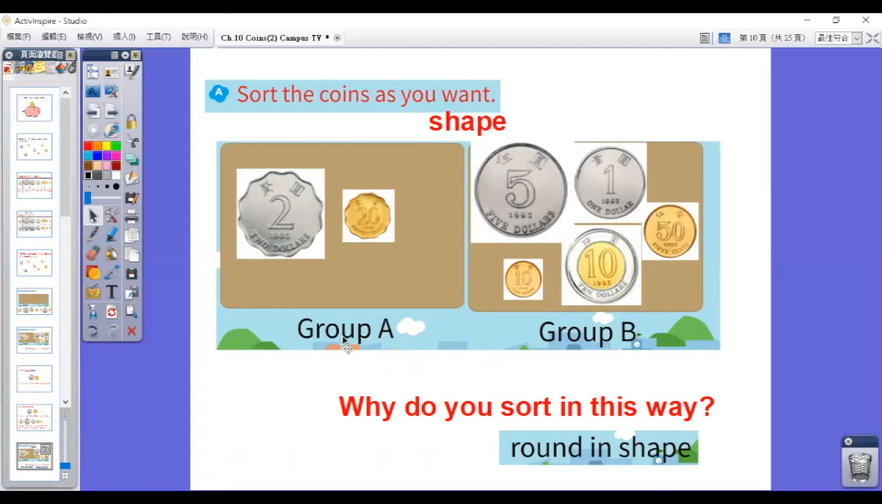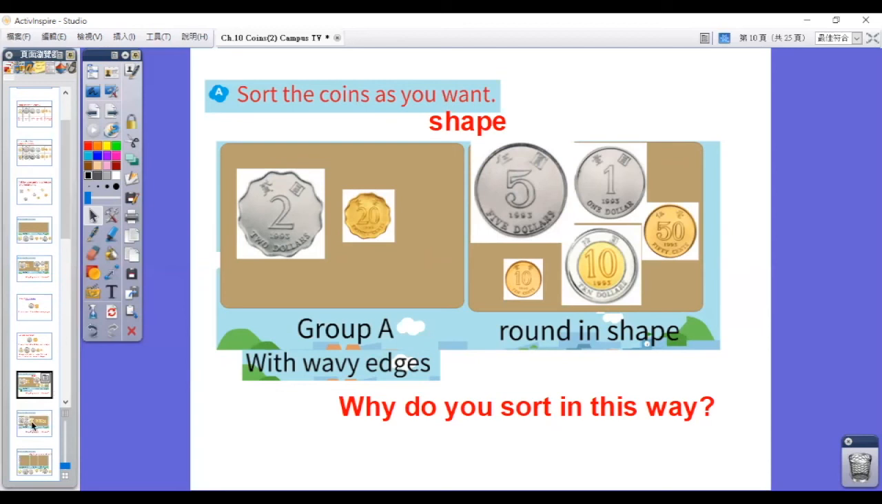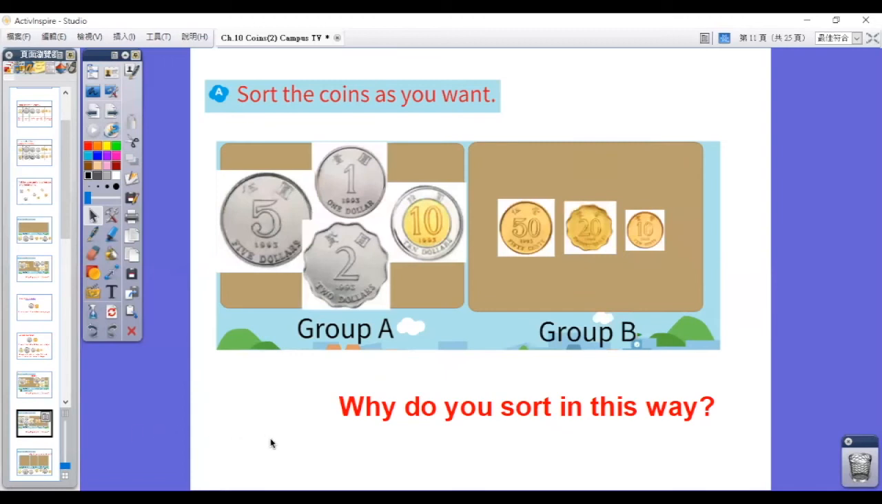In group A, the 20-cent coin and $2 coin have wavy edges. In group B, the coins are round in shape. Good job. Now let's look at the next question. This time she sorted the coins in this way. Can you tell me the reason? Yes, you are so smart.